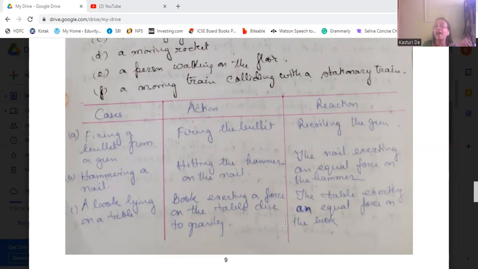Now, a book is lying on the table. When a book is lying on the table, it is exerting a force on the table due to its weight, due to gravity. So that is an action. But the reaction will be that the table will also exert a force on the book, an equal and opposite force. So that is a reaction.